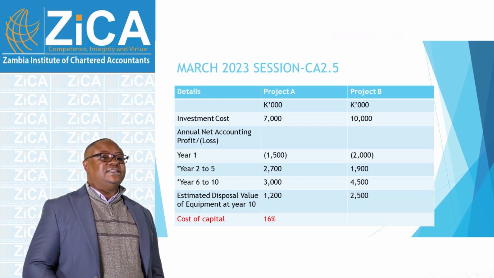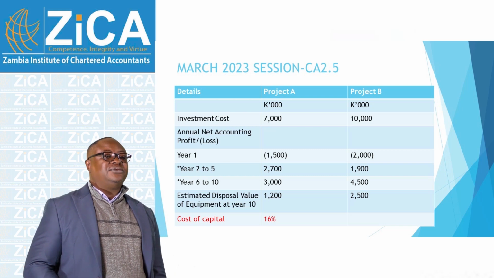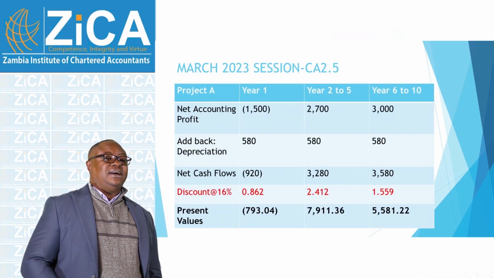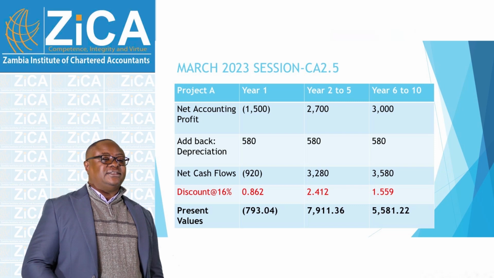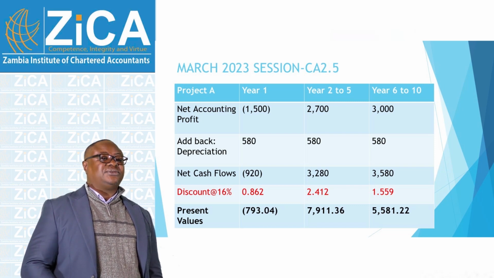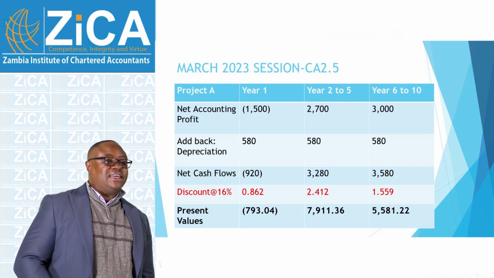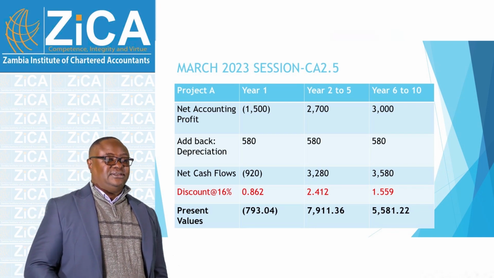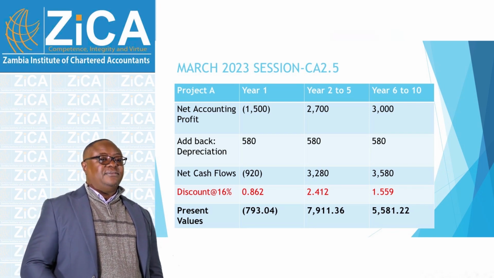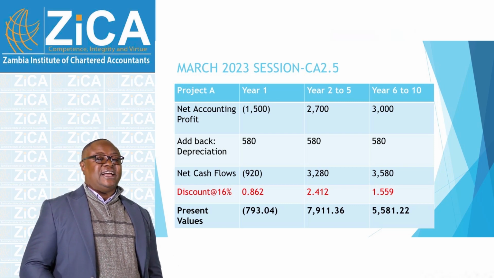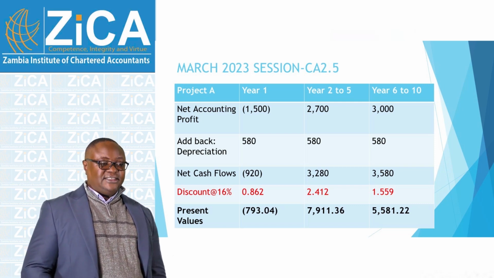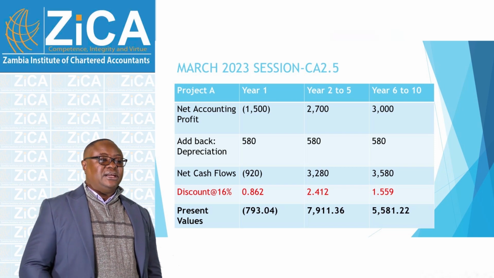So as you can see, from year 2 to year 5, the cash flow was 3,280, which was constant for this period. Therefore, that becomes an annuity. From year 6 to year 10, it was 3,580. Again, that one becomes an annuity because it's over a specified period of time.